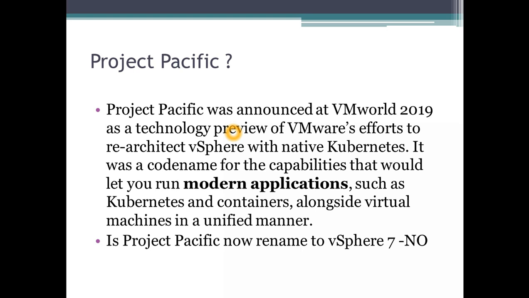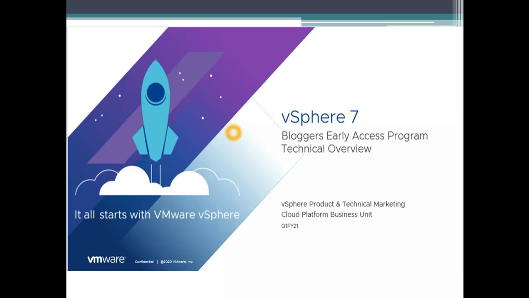Just to be clear, Project Pacific is not renamed as vSphere 7. Project Pacific is the initiative from VMware for modern applications. So there are other products available, and VMware is working on them, which are under Project Pacific, and they help deliver the modern application itself. As I was saying, this is part of the vSphere 7 Bloggers Early Access Program technical overview. Thanks a lot to the guys who have delivered these sessions to the bloggers and vExperts.